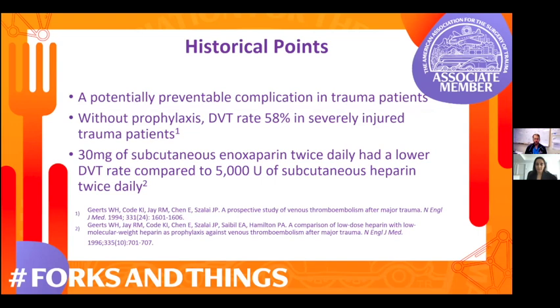Traditionally, patients were treated with enoxaparin 30 milligrams twice daily, as that was shown to be better than heparin sub-Q 5,000 units twice daily. We're moving forward with this dosing, and we'll soon be showing why we recommend dosing enoxaparin 40 milligrams twice daily or more for some trauma patients.